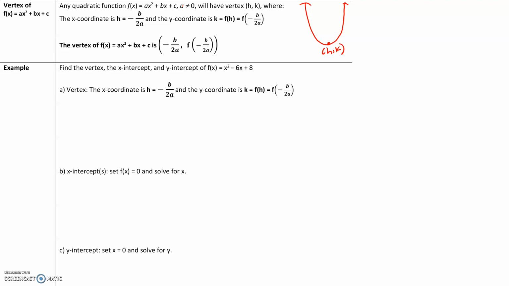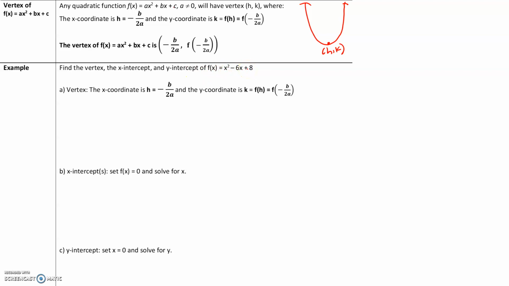Then here's how you find the vertex. The x coordinate of the vertex is given by the formula h equals negative b over 2a, where a, b, and c are these coefficients. And the y coordinate is when you take the negative b over 2a, whatever that value is, so the h value, and you plug it in, you'll get the y value. Okay, so let's go ahead and take a look at an example. Find the vertex, the x-intercept and y-intercept of x squared minus 6x plus 8.